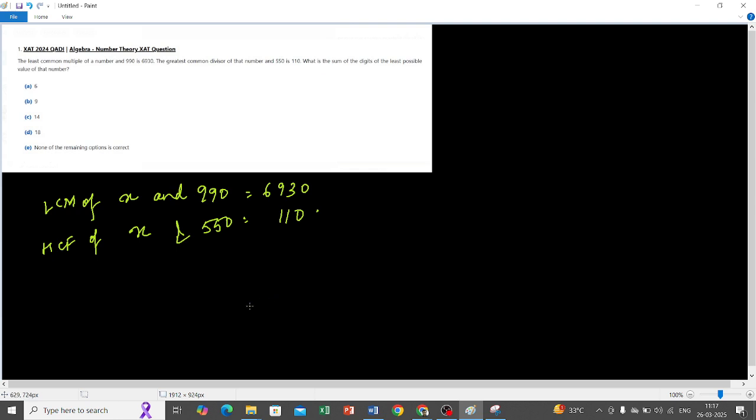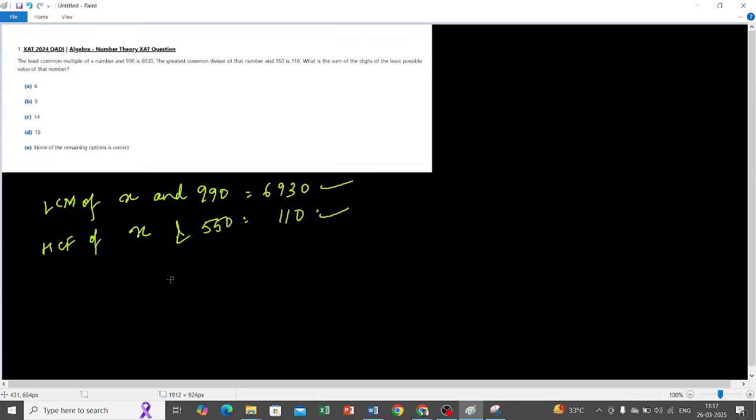The LCM of a number and 990, and the GCD of that number and 550 is 110. What is the sum of the digits of the least possible value of that number? We'll come to that later. So let us first see: the LCM of x and 990 is 6930, and the HCF of x and 550 is 110. Okay, this is what we have.